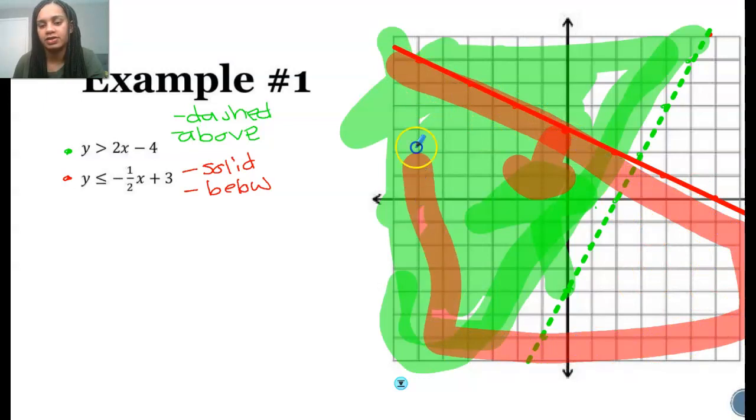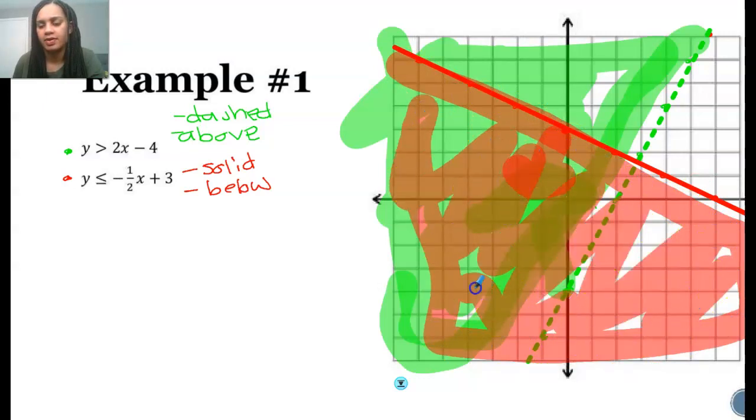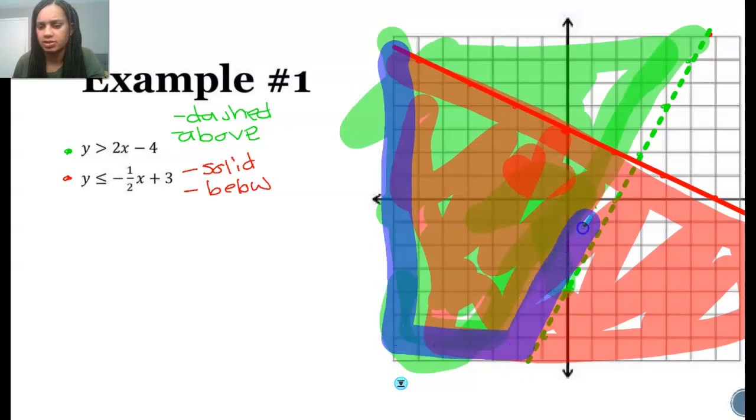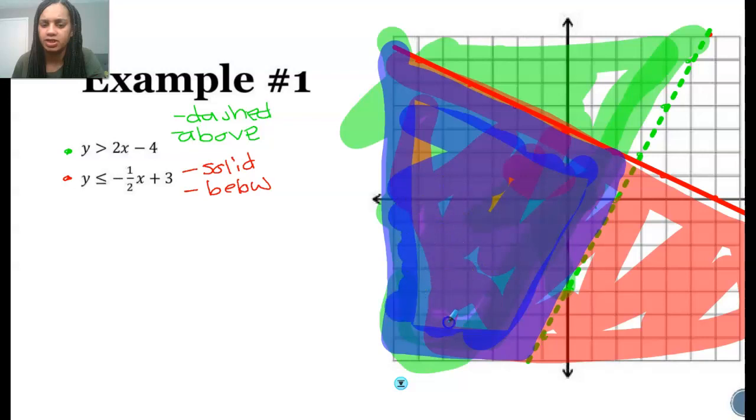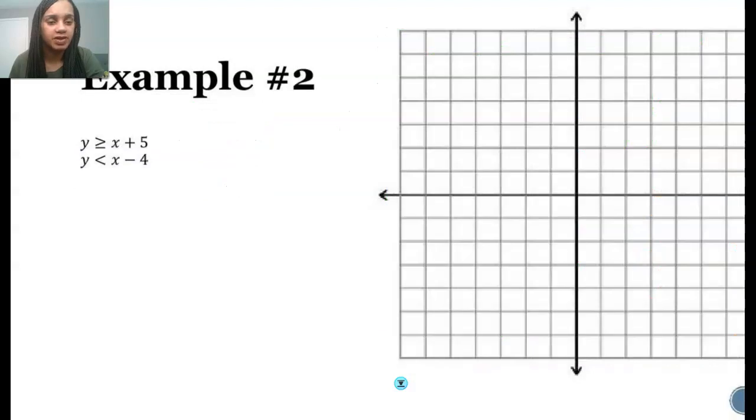And I would technically shade this region as well. But for our final answer, it only occurs where the two shaded regions overlap, which would be here. And I'm going to put it in blue to make it stand out. So our final solution set only occurs in the double shaded region, which would be this region that I'm going to shade in blue. Okay? Why don't you try this next one on your own? So go ahead and pause the video and see if you can try this one.